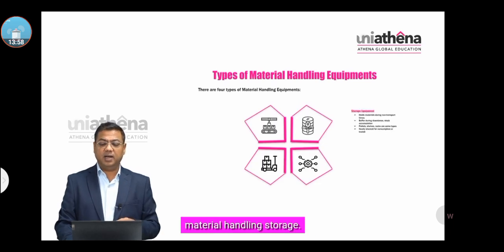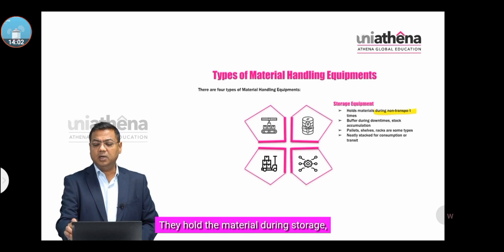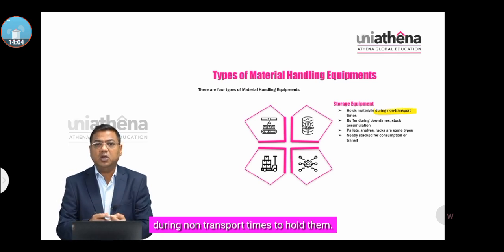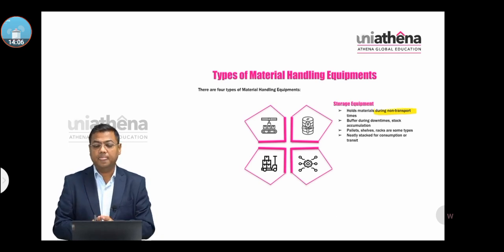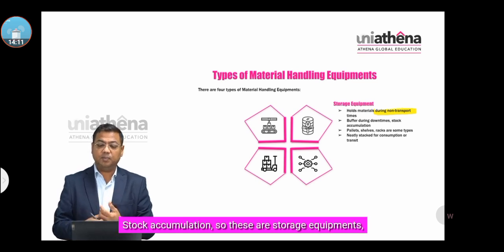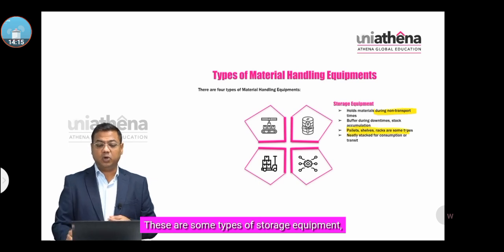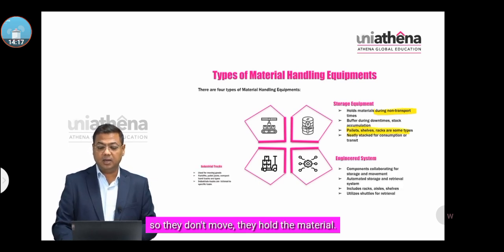There are four types when we look at material handling. Storage, typically storage material. They hold the material during storage, during non-transport times. They are buffered during downtime, stock accumulation. So these are storage equipment: pallets, shelves, racks. These are some types of storage equipment. So they don't move, they hold the material.